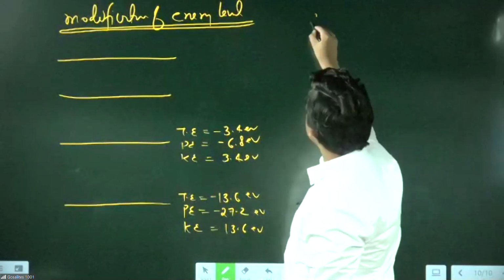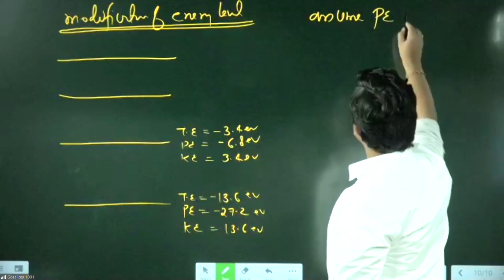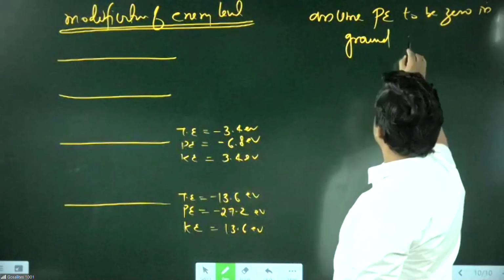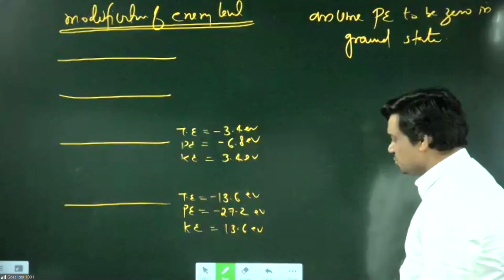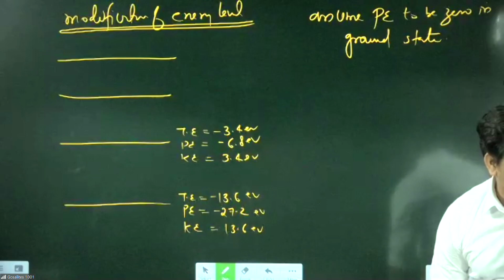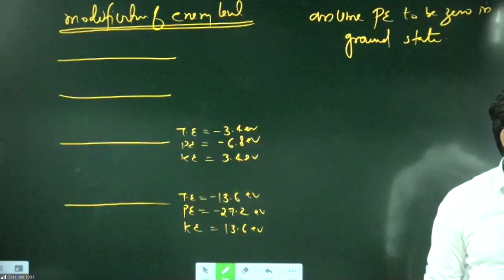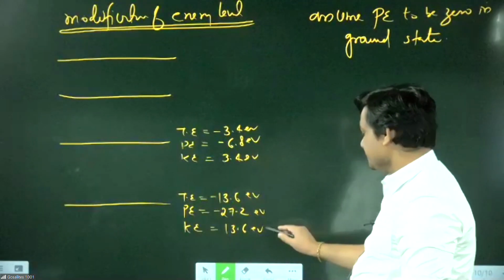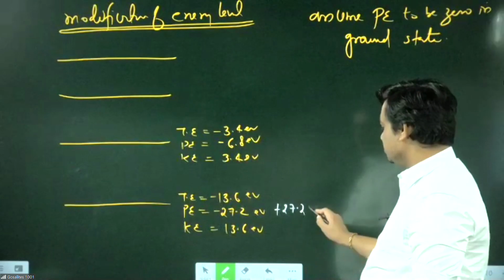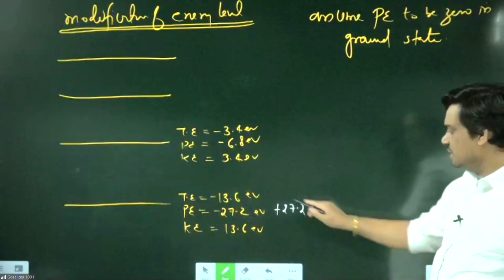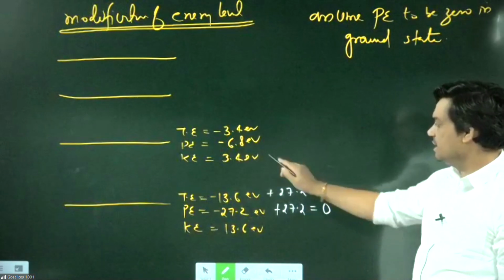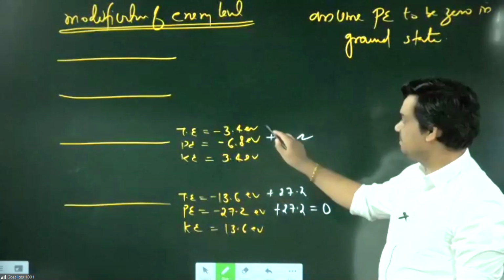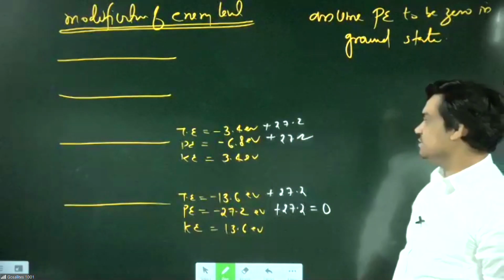Means if I say assume P to be 0 in the ground state, it means you need to modify everything except kinetic. Okay, except kinetic you have to modify everything. So here we say plus 27.2 because you have to make this thing 0. This is our base. Here also you will add plus 27.2. Here also you will add plus 27.2. Everywhere you have to add except kinetic.